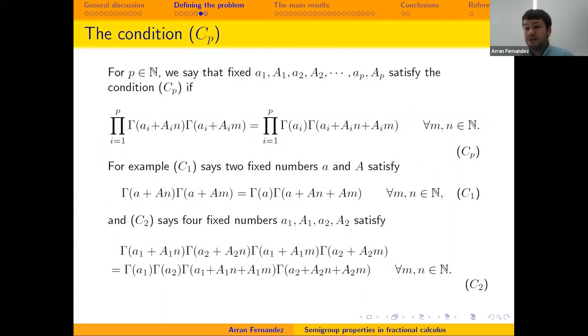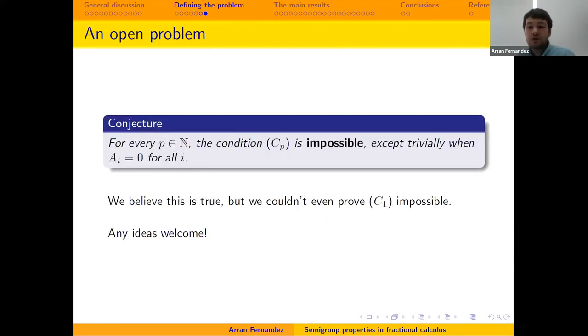It's also possible that this has been solved somewhere in the literature and we didn't find it because it's difficult to search for. There is no name for this. We just called it C for condition. So if anyone knows any literature about this, or has any ideas about how this might be proved impossible, I'll be very interested to hear it.